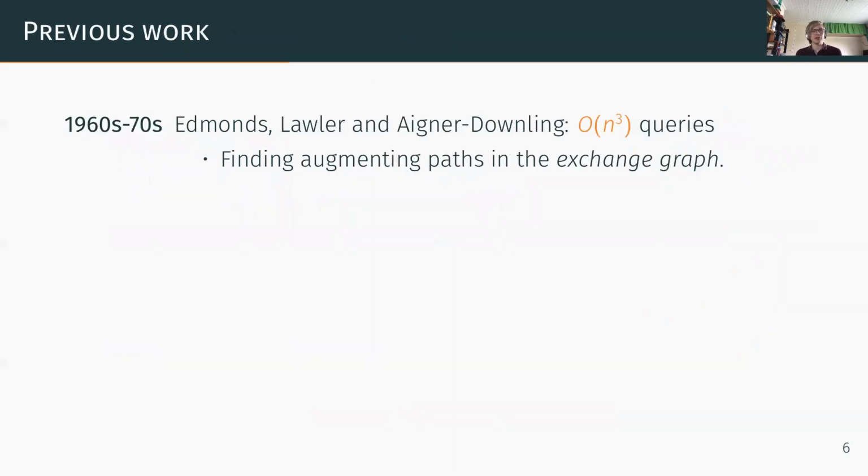Let's take a brief look at a history of matroid intersection algorithms. So the first polynomial algorithm is due to Jack Edmonds in the 1960s. And by a series of papers by Edmonds, Lawler, and Aigner and Dowling in the 60s and 70s, we can pin down an n-cubed query algorithm for matroid intersection. This algorithm is inspired by bipartite matching algorithms. Recall that bipartite matching is a special case of matroid intersection. So these algorithms are based on finding augmenting paths in what is called the exchange graph of the two matroids.